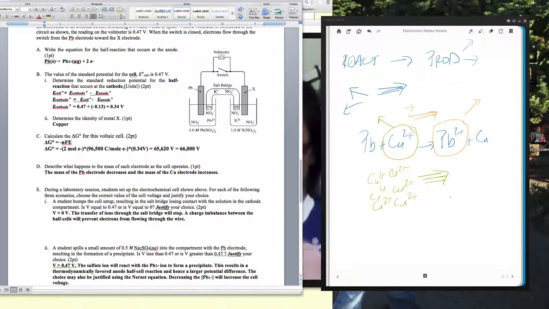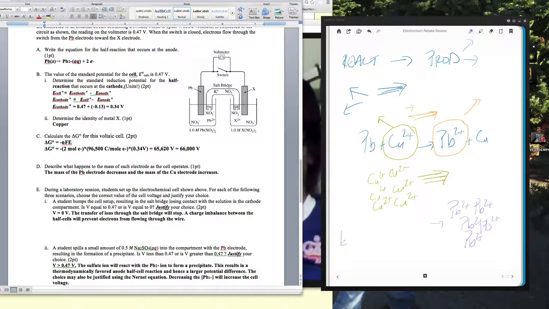If I suddenly dump in a whole bunch of Pb2+, so now I've increased the concentration of the product, what's going to happen to the rate of the reaction? Decrease. So now it's just a little arrow. So now your voltage is going to be less than it would be normally. The E of the cell decreases. This is the concept that you guys need to understand.